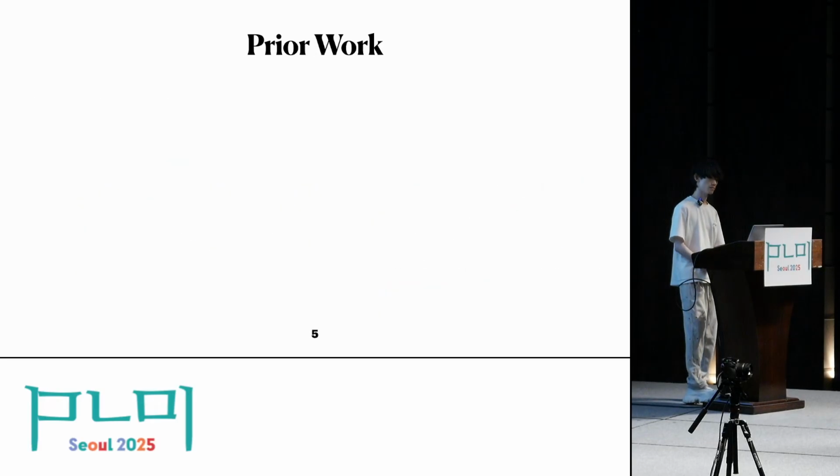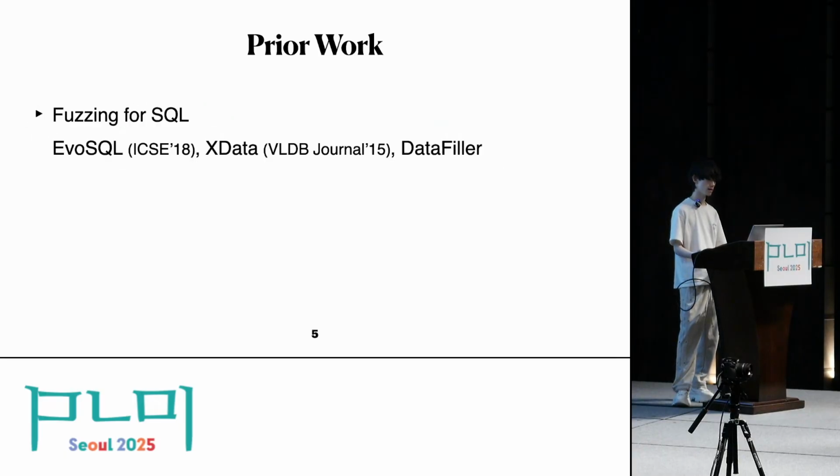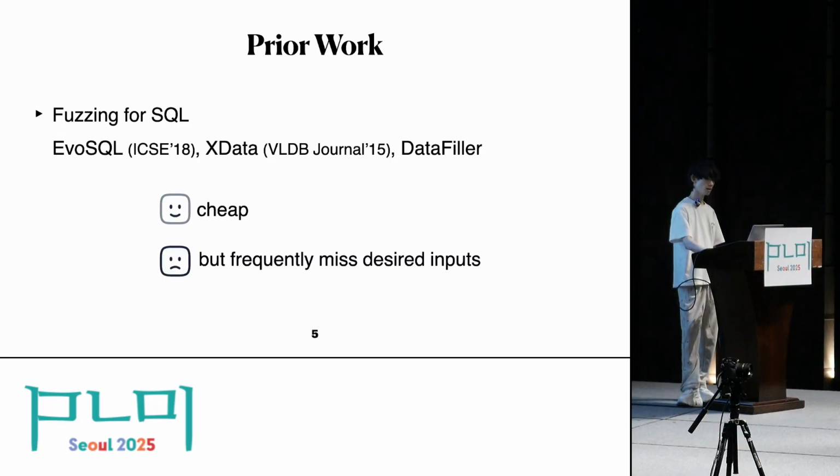There's prior work that tries to solve some instantiations of our problem, for example, equivalence checking for two queries. Let me briefly discuss them here. Broadly, they fall into two categories. First, we have fuzzing techniques for SQL. Tools like EvoSQL, XData, and DataFiller adopt this approach. These methods are cheap and can quickly produce many test cases. However, because they generate inputs by considering no or very little semantic information, they often miss the specific inputs we care about.